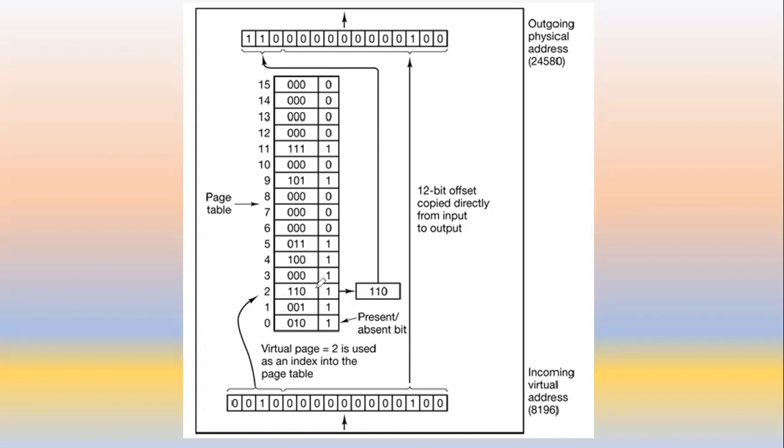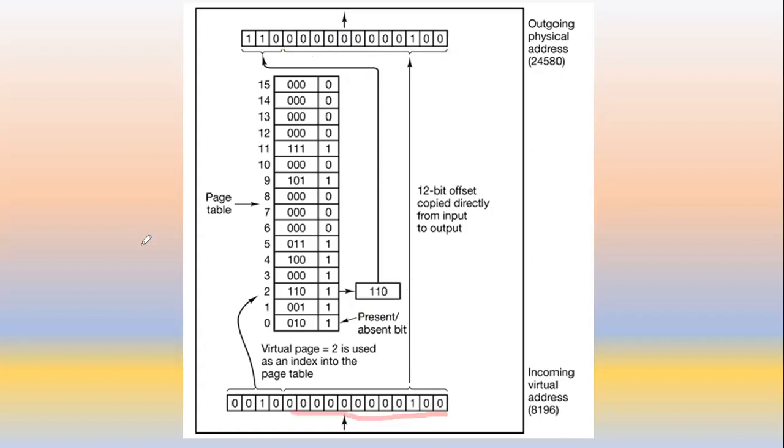And therefore, this 110 will now be used to replace the high order bits of the virtual address that we had, so that we can form what we are calling a physical address. And therefore, you can see that the 0010 has now been replaced with 110, and then the rest of the bits remain the same. The rest of the bits are the same.